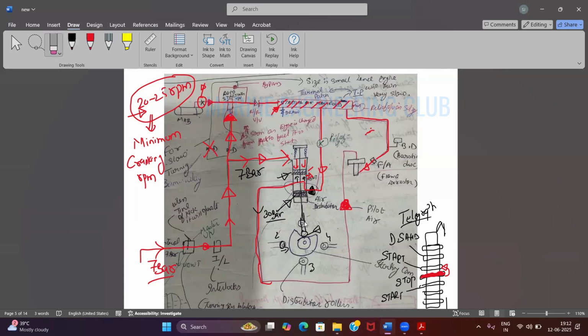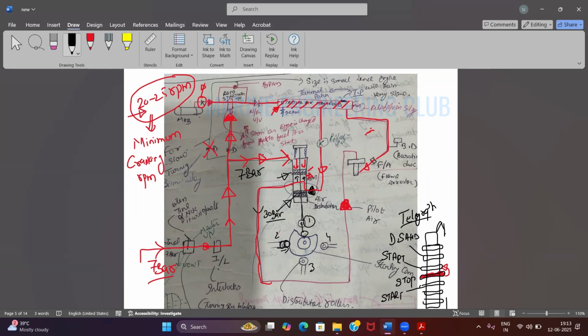Only which unit distributor can go down right now in this diagram? Only one, number 1 unit. Suppose this is number 1 unit, so only this distributor can come down. Agreed? Other distributors will stay in the position itself, isn't it?